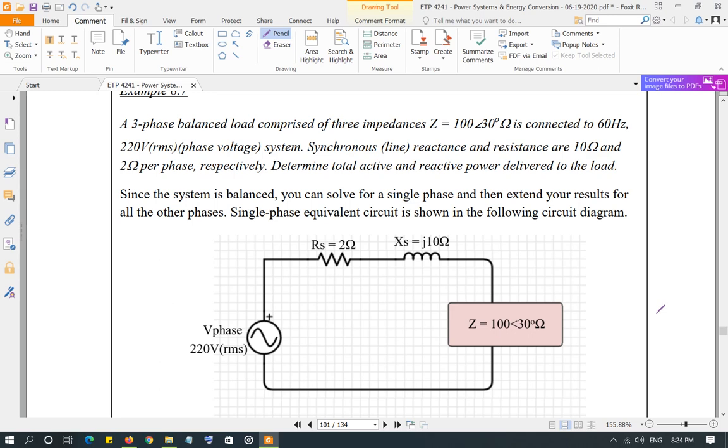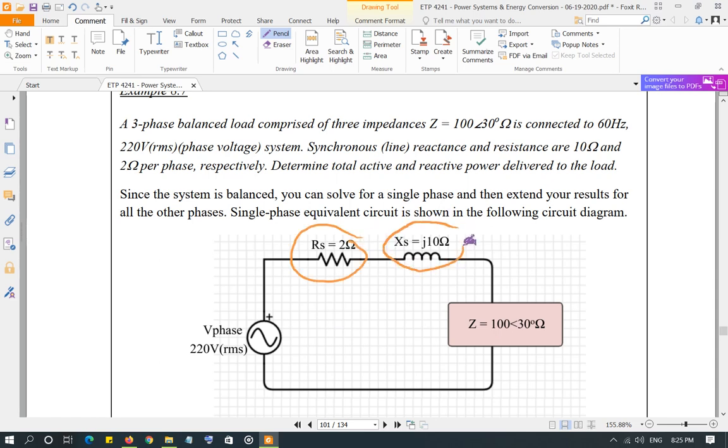Three-phase balanced load comprised of three impedances connected to a 60 Hz 220 volt system. Now in this case we are also considering line reactance and line resistance. What is line reactance and line resistance? Basically, when the power line is coming and connecting to the load, that power line has some inductance which is more than the resistance of the line. So that's what we are showing here.